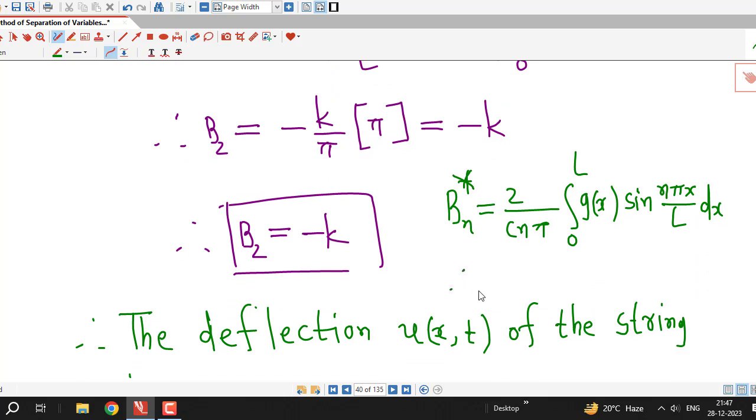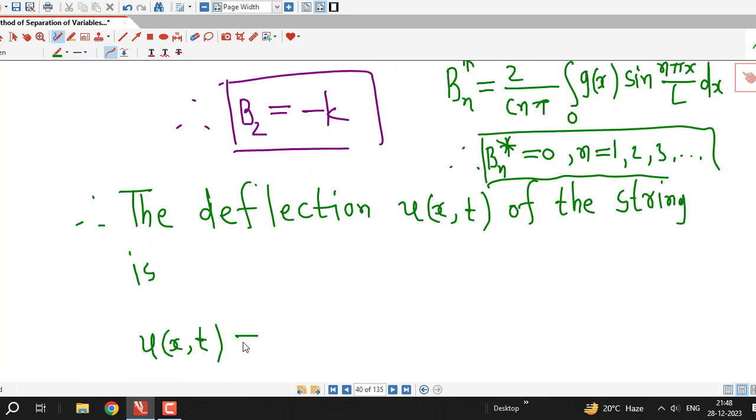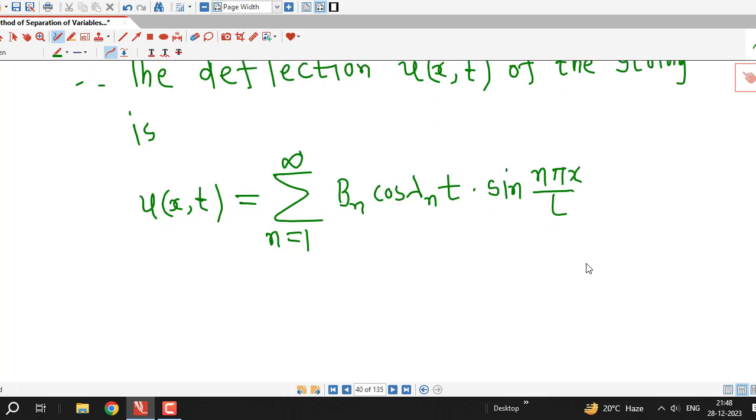But g(x) is 0. Therefore I have to write bn star equal to 0 for n equal to 1, 2, 3 and so on. So this also we have to mention. We know that bn star is 0, but we have to write this step also. Now deflection is given by sigma n equal to 1 to infinity bn cosine of lambda n t plus bn star sin lambda n t, but bn star is 0 for all n, so I am not writing it, and this is in the product sin n pi x divided by L.